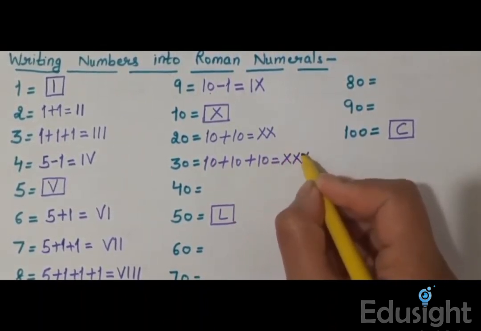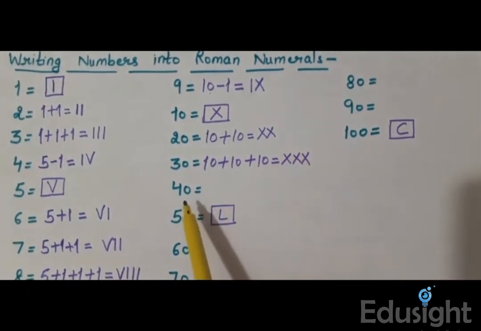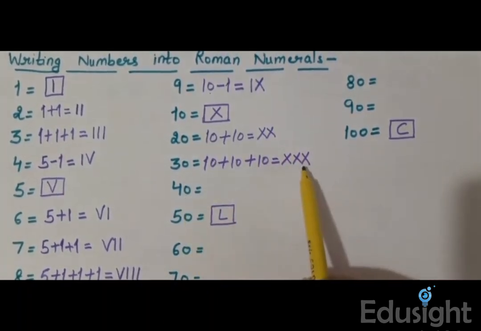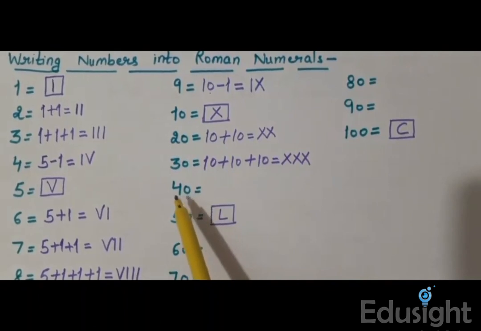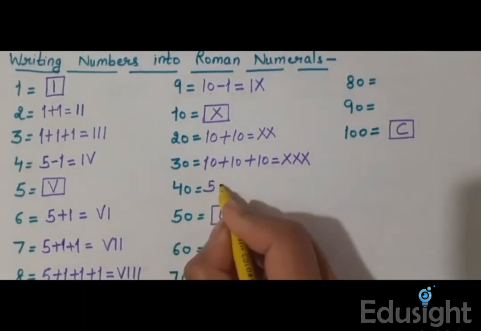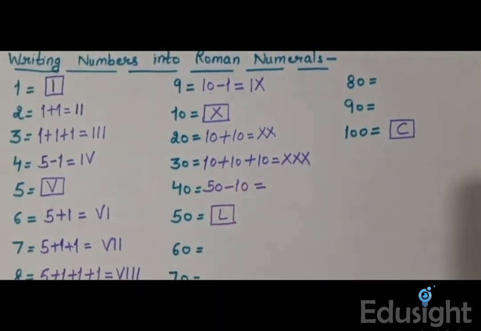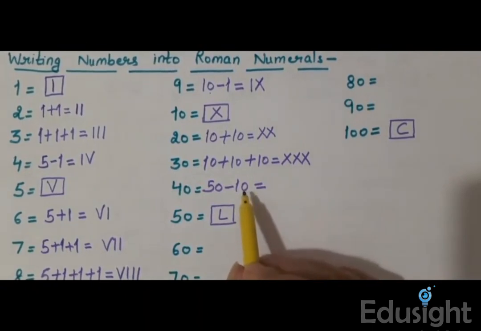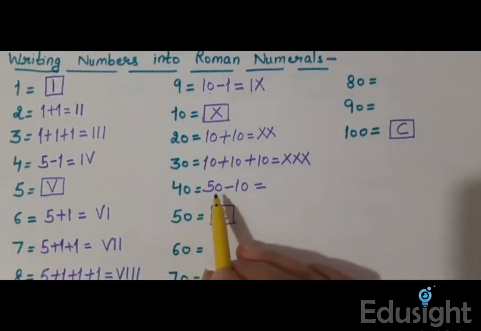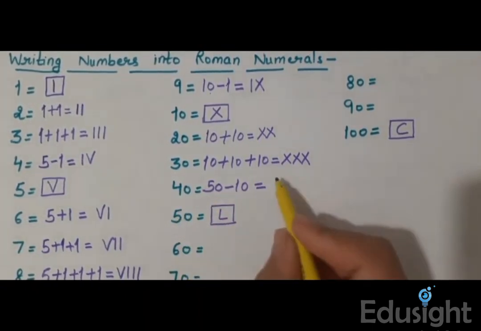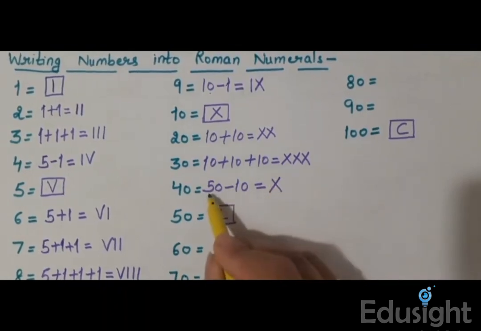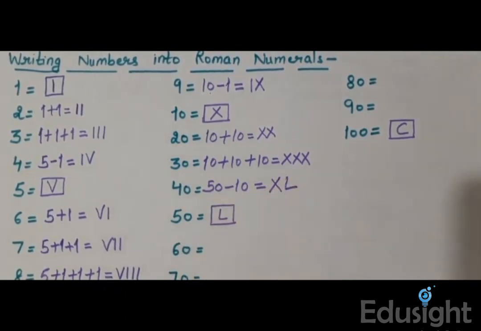X, X, X. Now we cannot repeat X 4 times to write 40. So we will take help of 50. So we will write 50 minus 10, which is 40. Now subtraction is there, so we will write the symbol of 10 on the left hand side of the symbol for 50. Symbol for 10 is X and symbol for 50 is L. XL is for 40.